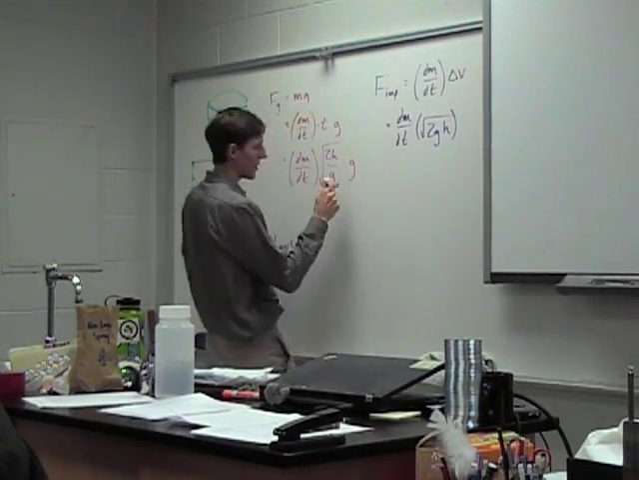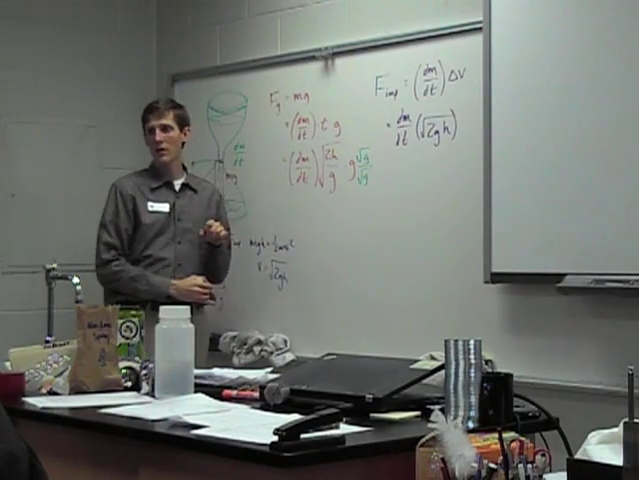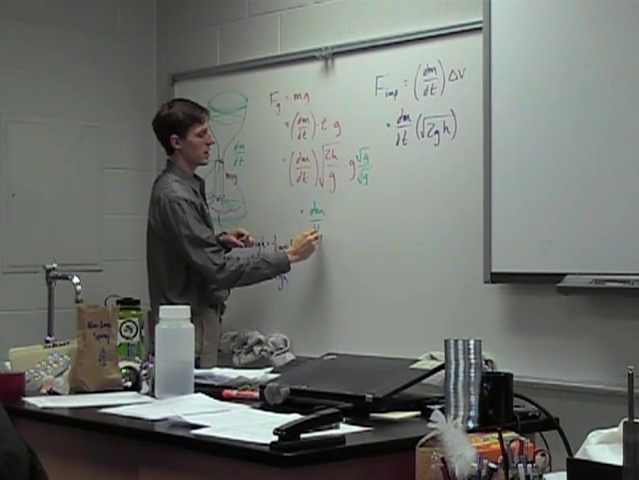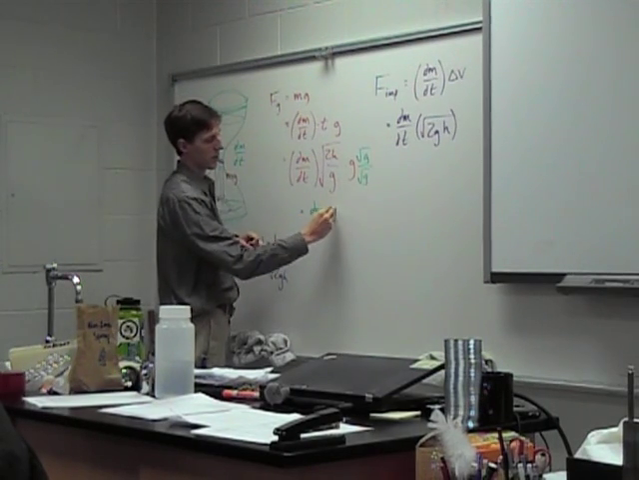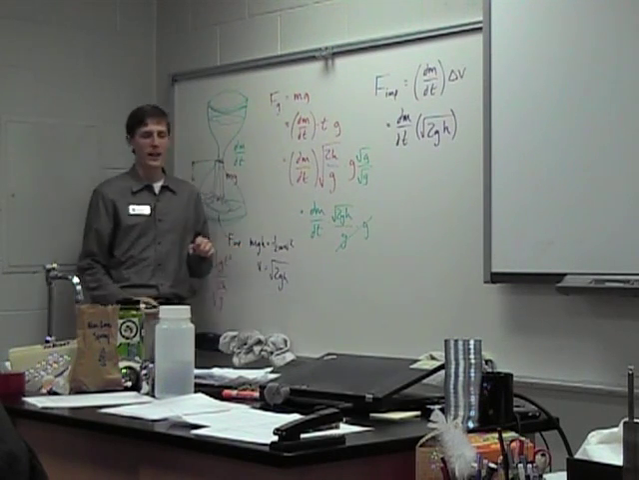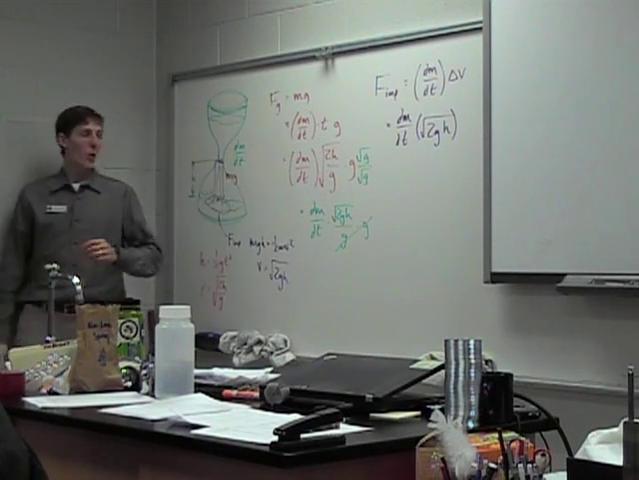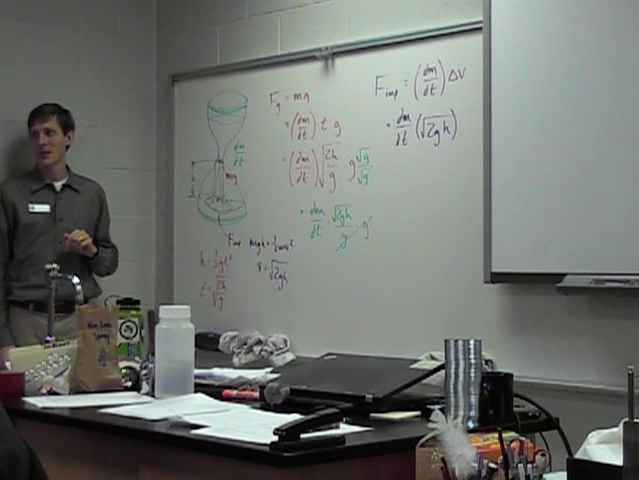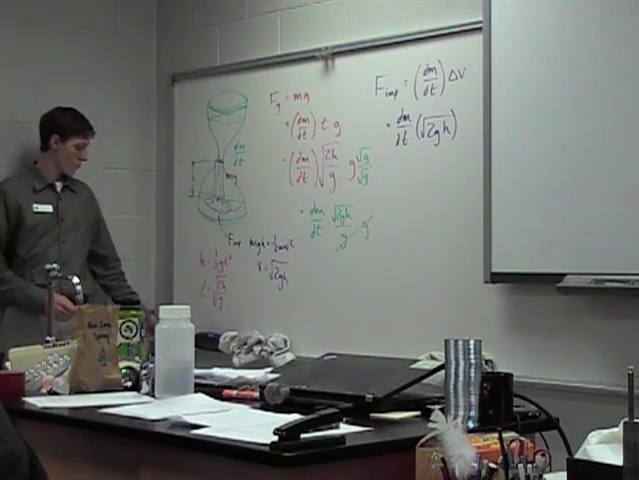Watch this. Let's multiply this one by root g all over root g. And if you do that, you get dm over dt times what? Root 2gh all over g times g. Look at that. So they're the same. So the weight of the sand in the air is equal to the impact force of the sand near the bottom. Whoa, no change. What? Oh, okay.